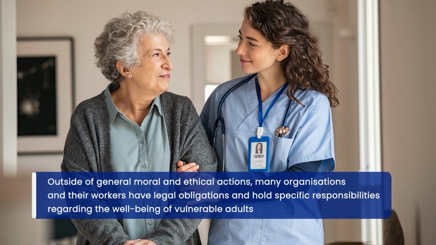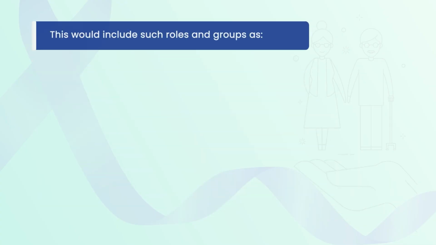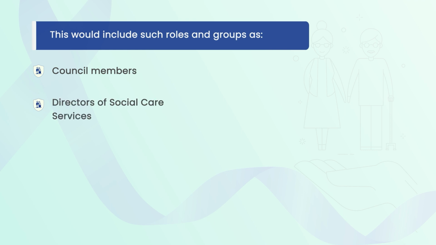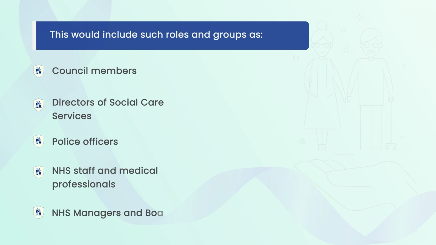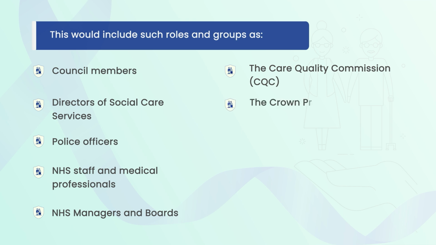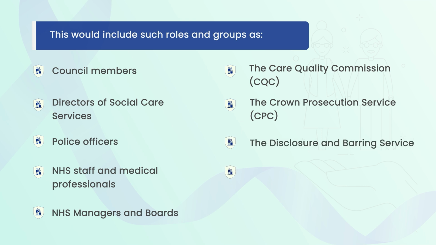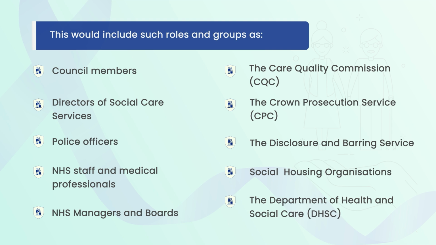Outside of general moral and ethical actions, many organisations and their workers have legal obligations and hold specific responsibilities regarding the well-being of vulnerable adults. This would include such roles and groups as council members, directors of social care services, police officers, NHS staff and medical professionals, NHS managers and boards, the Care Quality Commission, CQC, the Crown Prosecution Service, CPS, the Disclosure and Barring Service, social housing organisations, the Department of Health and Social Care, DHSC.